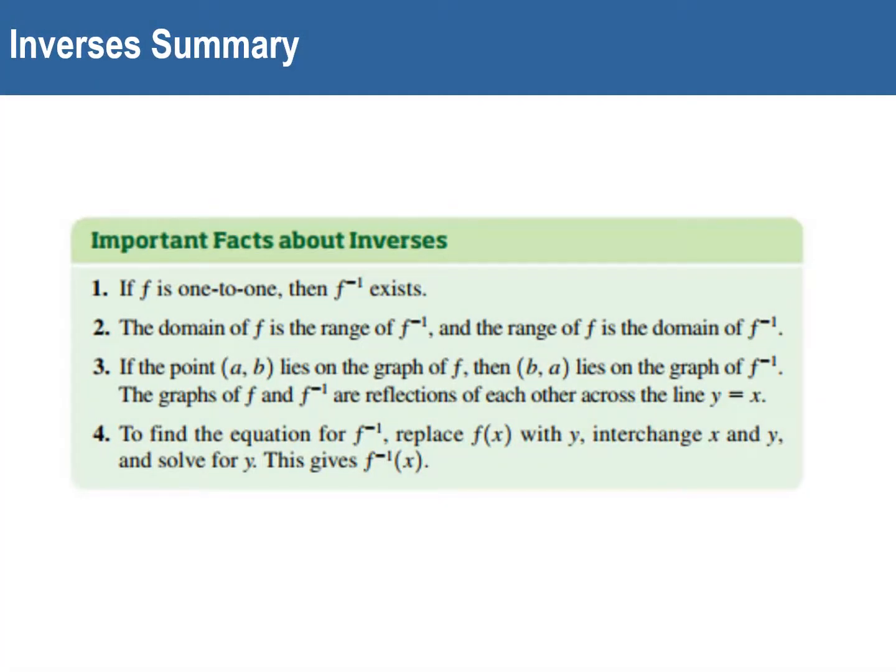Important facts about inverses. If f is one-to-one, the inverse exists. That doesn't mean you can find it nicely. The domain of f is the range of f inverse. The range of f is the domain of f inverse. The domains and ranges switch. If (a, b) is on the function, (b, a) is on the inverse. The graphs of f and f inverse are reflections across the line y equals x. And to find f inverse, replace f of x with y, swap x and y, and solve.